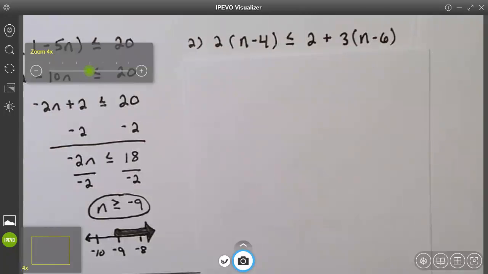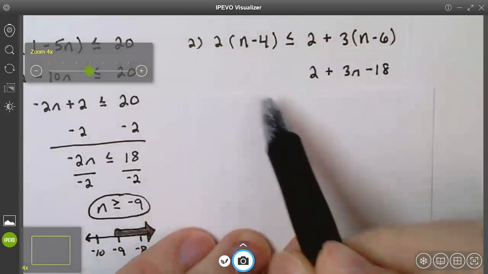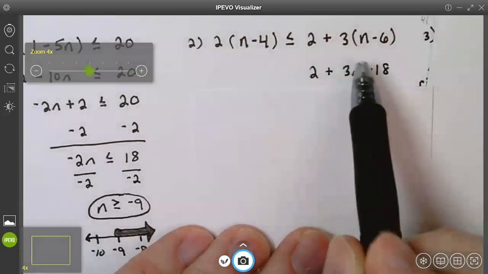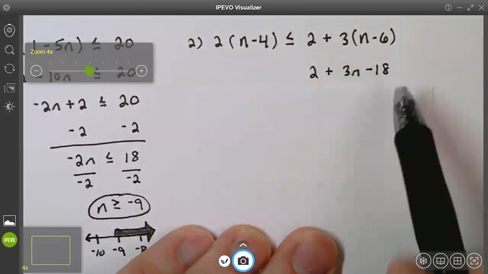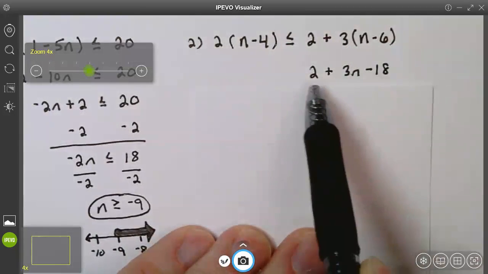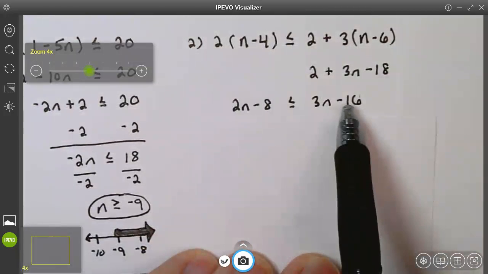Now try to solve and graph number 2. On number 2, both sides need to be simplified. On the left side, 2 times n, but let me do the right side first. On the right side, 3 times n is 3n. 3 times negative 6 is negative 18. Then we combine like terms. 2 plus negative 18 is negative 16.